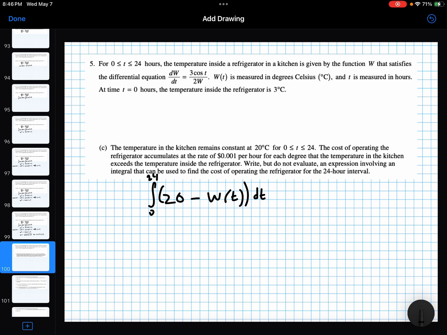And I have to multiply that by that rate here. So that's 0.001. All right, the integral part's going to tell me how many degrees the temperature in the kitchen exceeds the temperature inside the refrigerator, and I'm multiplying it by the 0.001. Oh, by the way, that's in dollars.